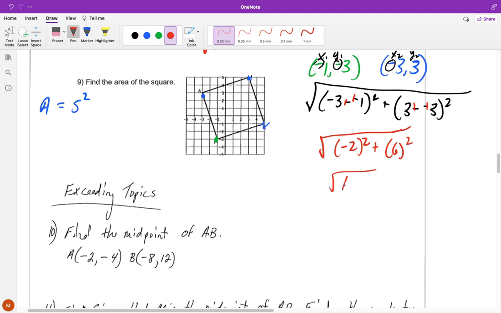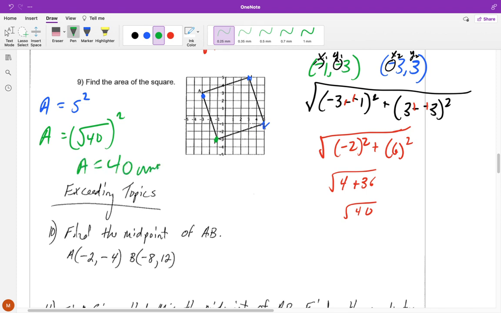Well, -2 squared is 4, 6 squared is 36, so it's the square root of 40, which is equal to, we don't even need to put it as a square root of 40 or give us the value of it, because now we're going to do, well, the area is equal to the square root of 40 squared, and the square root of 40 squared is 40, so our area is equal to 40 units squared.